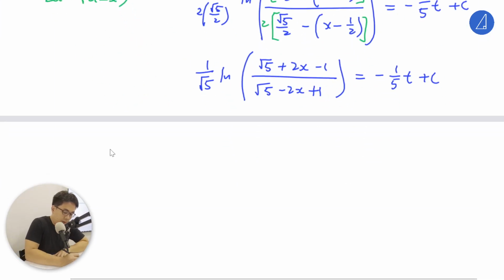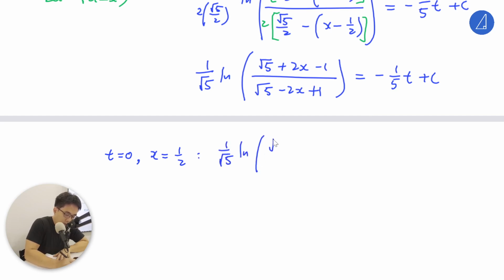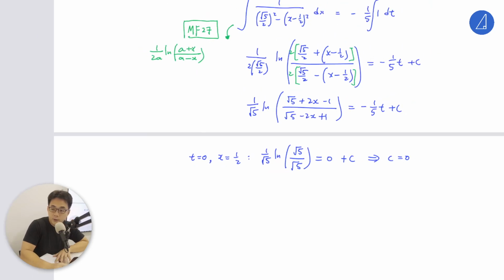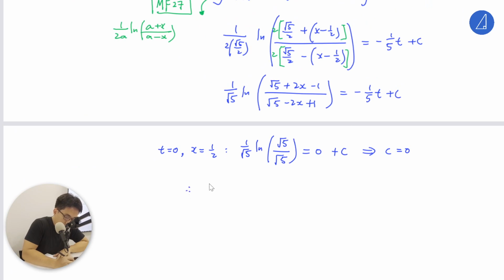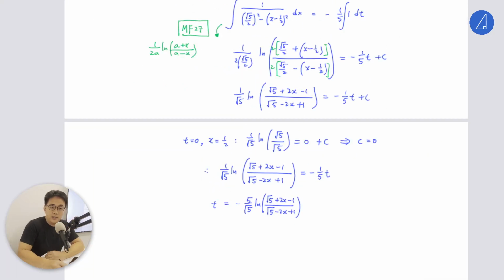What we do next is, when t is 0, x is equal to half. Just solve for the c. I think we can sub here. X is half, so this will be 1 minus 1, 0. Then this is root 5 minus 1 plus 1, which is 0. So root 5 equals 0 plus c. So this will be c equals 0. Ln 1 is 0, so c is 0. So hence 1 over root 5 ln, and c is 0. Okay, you can leave your answer like that.